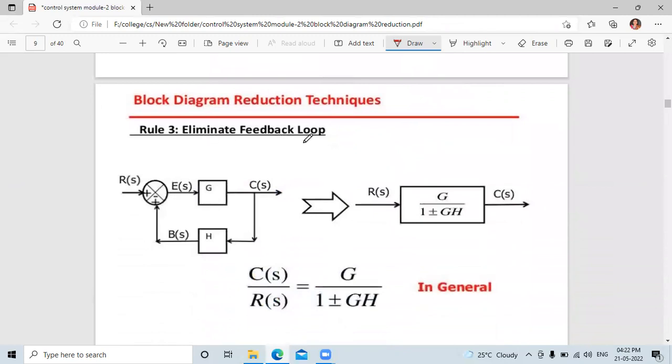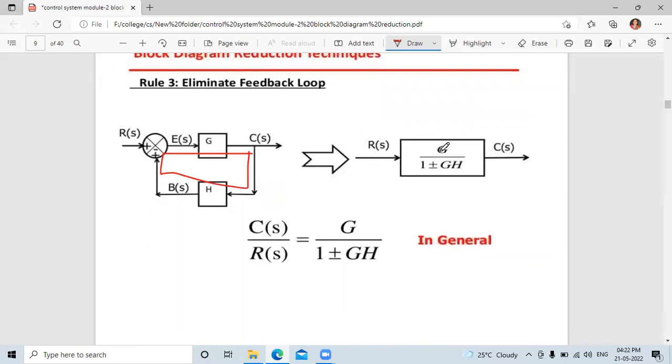Next, eliminate feedback loop. So this is the feedback loop. How can we eliminate it? This is the formula: G divided by 1 plus or minus G H. If it is negative feedback, then here you will get positive. If it is positive feedback, then you need to take negative here. So for positive feedback you will get negative, and for negative feedback you will get positive.